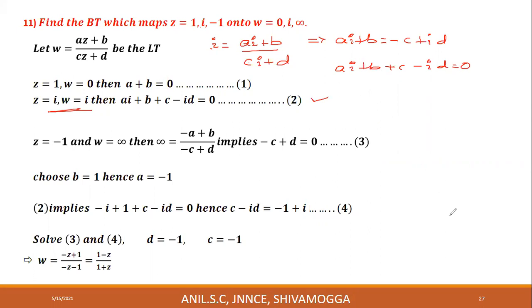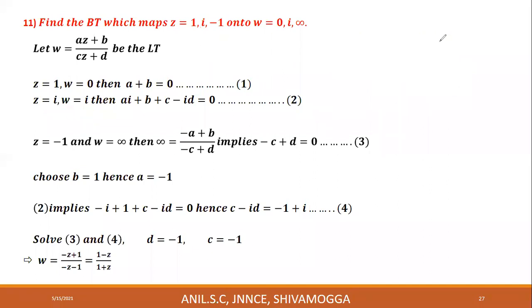Now we shall substitute third set of points. Z is equal to minus 1 and W is equal to infinity. Therefore, AZ will be minus A plus B divided by CZ will be minus C plus D. And this ratio is equal to infinity only when this denominator is equal to 0. Therefore, minus C plus D is equal to 0. Let this be equation number 3. All the 3 sets of points are substituted and correspondingly we obtained 3 equations.